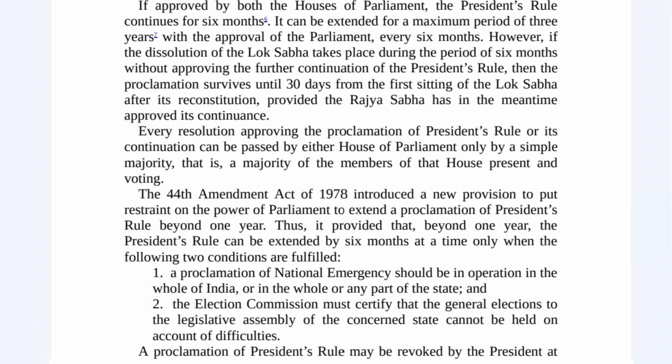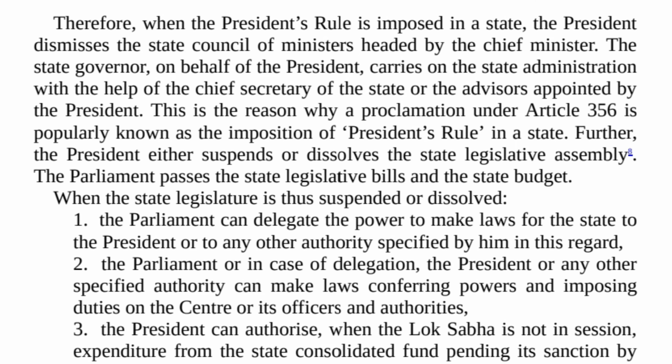Consequences of President's Rule. Under President's Rule, the President dismisses the State Council of Ministers headed by the Chief Minister. The State Governor on behalf of President carries on the state administration. Further, the President either suspends or dissolves the State Legislative Assembly. The Parliament can delegate the power to make laws for the state to the President or to any other authority specified by him in this regard.